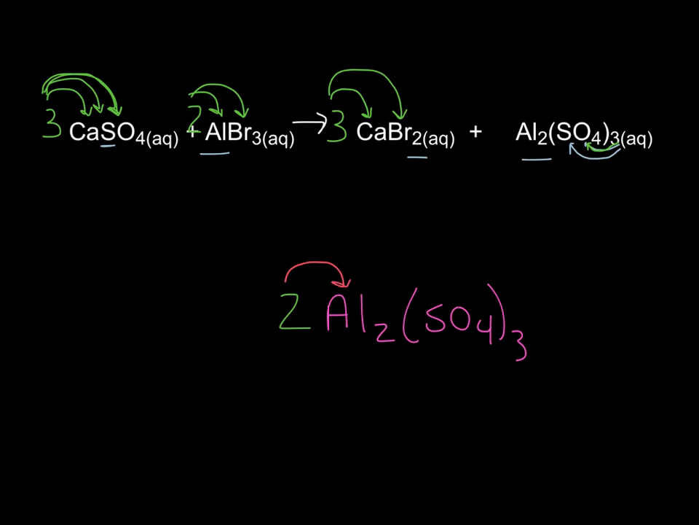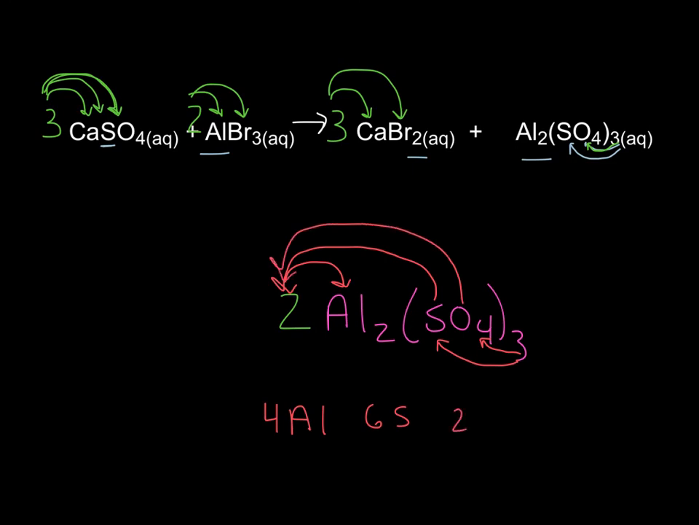So we have 4 aluminums as a result, because 2 times 2 is 4. Now keep in mind here that this 3 on the outside of the sulfate means that we have 3 sulfurs, but we have to multiply it by 2 as well. So we have 3 times 2 sulfurs is 6 sulfurs. For the oxygen, we have 3 times 4 is 12 oxygens, and 12 times 2 is 24 oxygens.